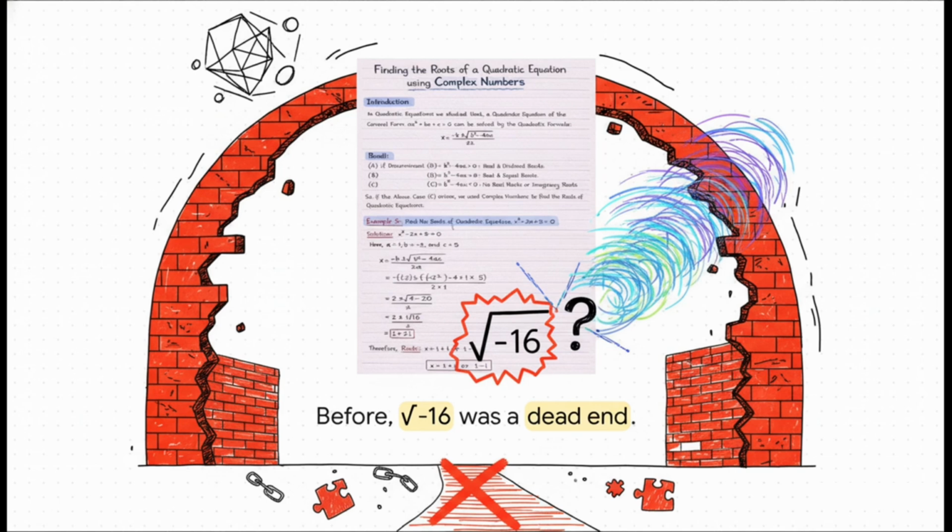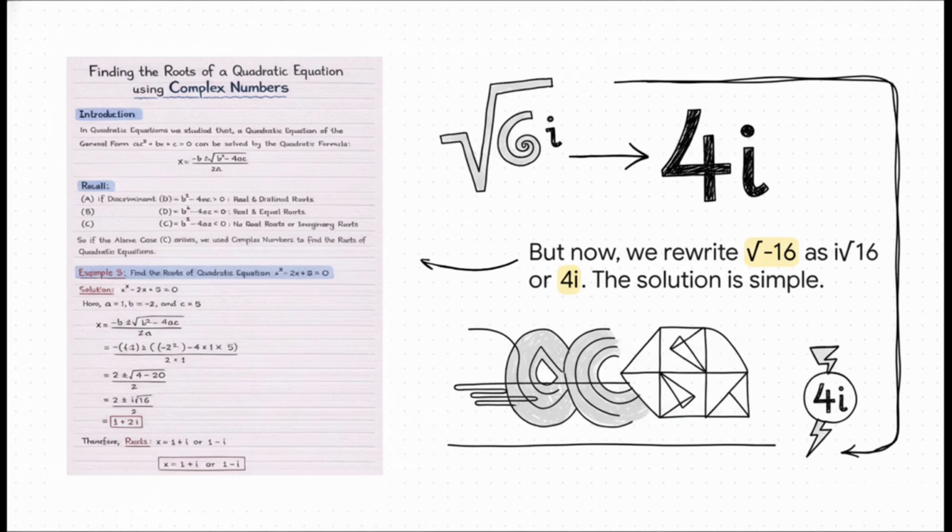This is the exact spot where before today, we would have had to just stop and say, well, guess there's no answer. But not now. Now we know what to do. The square root of -16 is just the square root of +16 times the square root of -1. Well, the square root of 16 is 4, and we define the square root of -1 to be i. So the square root of -16 is simply 4i. And just like that, the roadblock is gone.